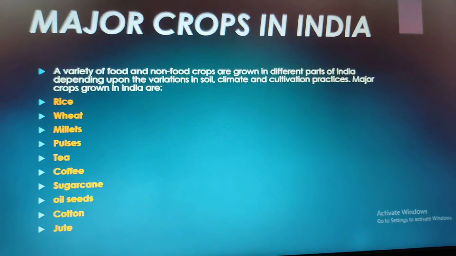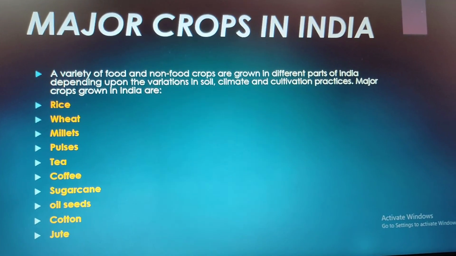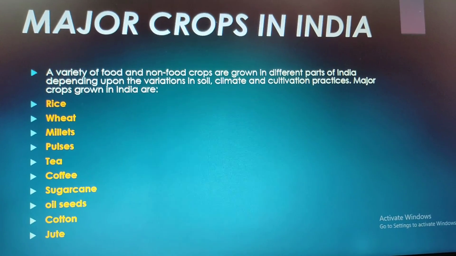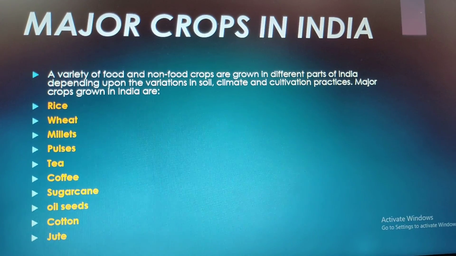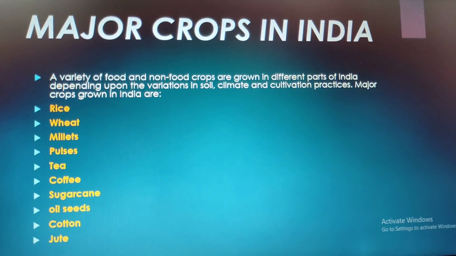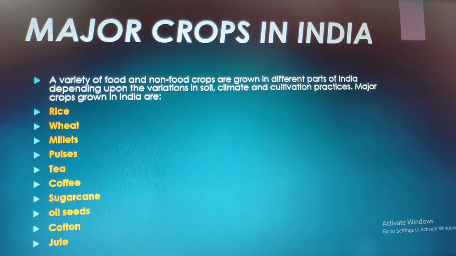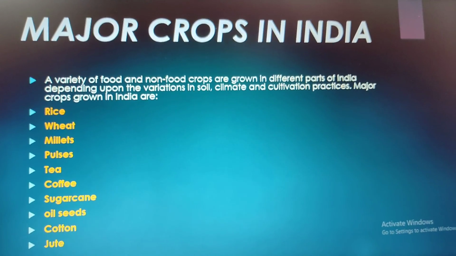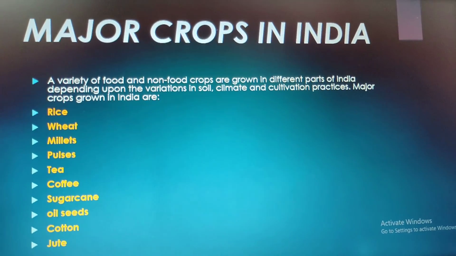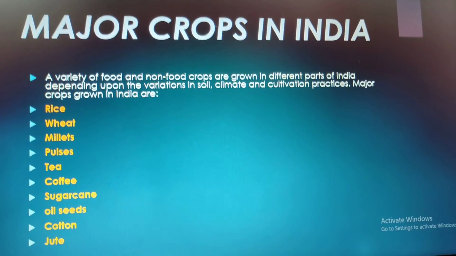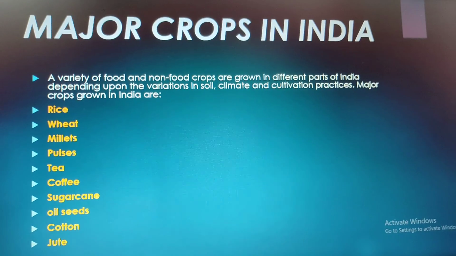Now, major crops which are grown in India. A variety of food and non-food crops are grown in different parts of India, depending upon the variations in soil, climate, cultivation, and practices. Which means different kinds of crops are grown all over India, right? It depends on what kind of climatic condition is favorable for those crops, like rice and wheat, mainly grown in northern India.